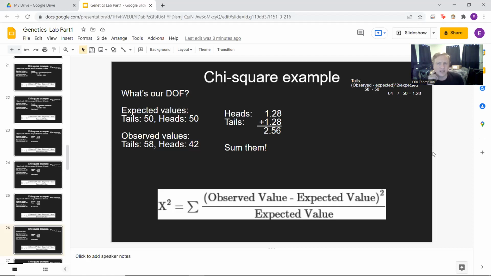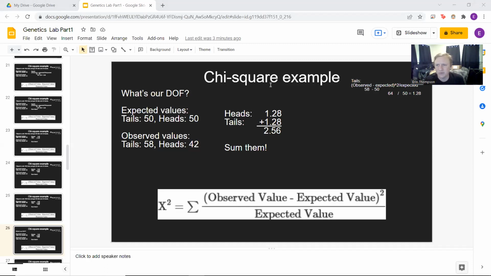So I said number of possible outcomes minus 1. If you have a regular coin, how many outcomes are there? How many possible things can happen? Yes, exactly right, Edgar. Degrees of freedom in this case is 2 minus 1.